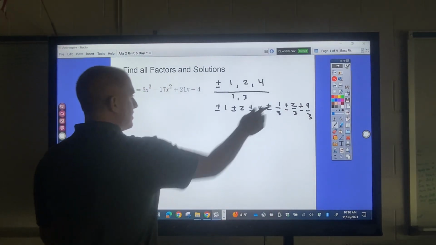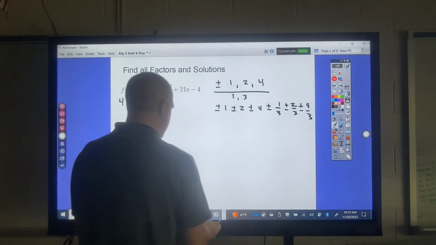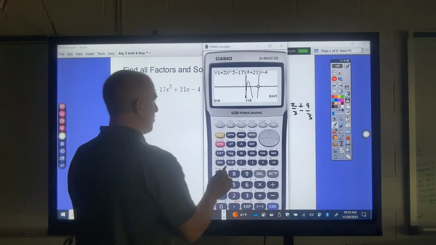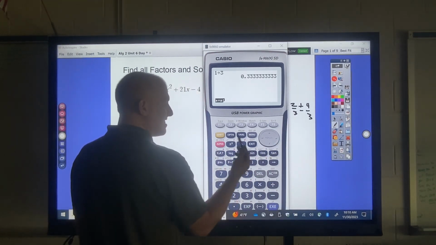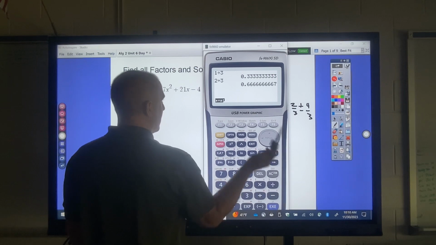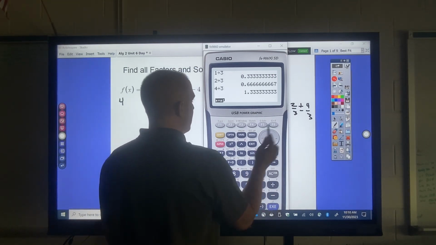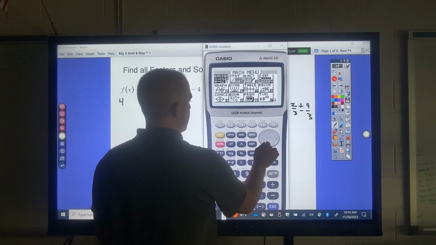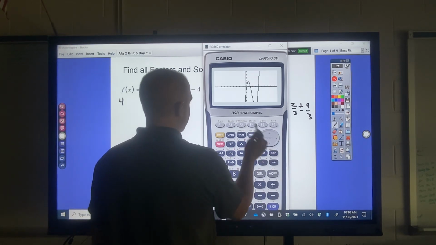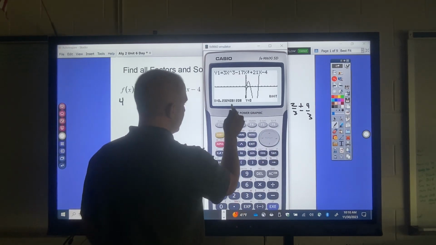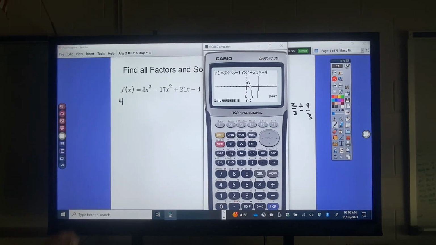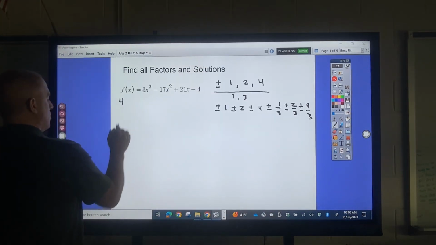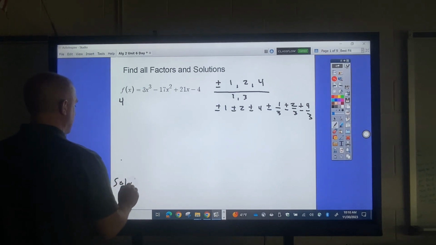Now, with these crazy decimals, you have to have an idea of what these are. So what's 1/3? 1/3 obviously is that. That's not one of the answers. 2/3, obviously not. 4 divided by 3, 4/3. Those are none of these. So this is the only one we have. So what I got: solutions, I got factors.